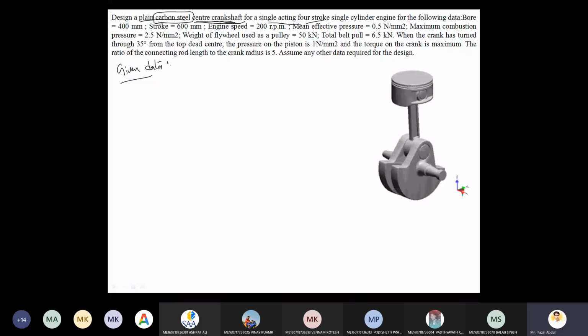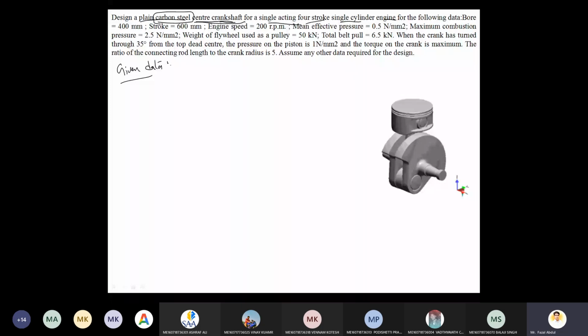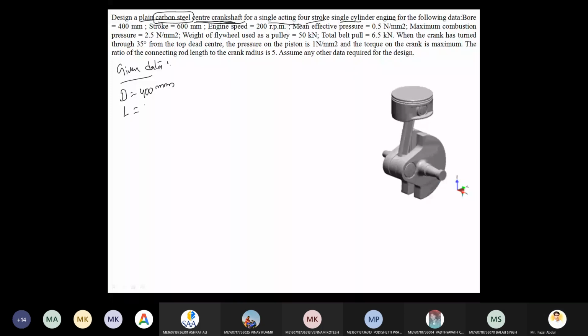Okay. The following data. What are those? Bore diameter, I'm writing capital D, 400 mm. Stroke, the length is given, 600 mm.